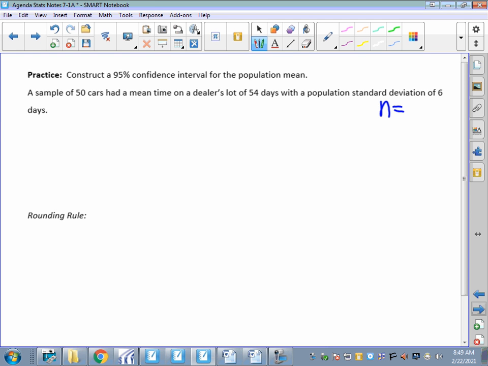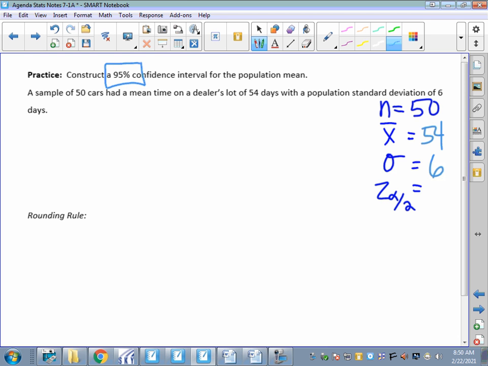What is my sample size? That's 50, right? What is my x bar? What is my sigma? What is my z-value of alpha over 2? If we could get all that, we've got everything we need to go into a formula. So x bar, the sample had a mean time of 54 days. The population standard deviation is 6 days. And my z of alpha over 2 comes from this 95% confidence level.